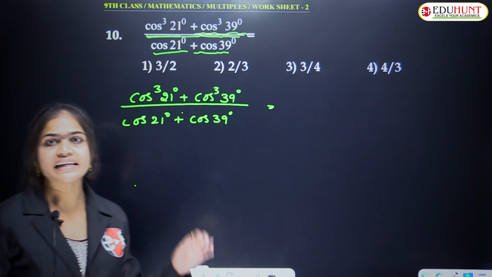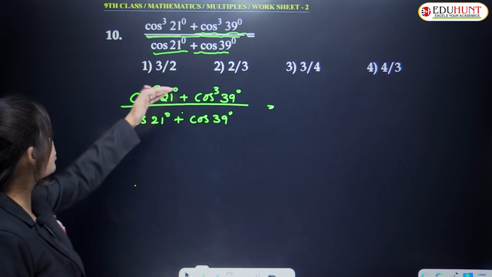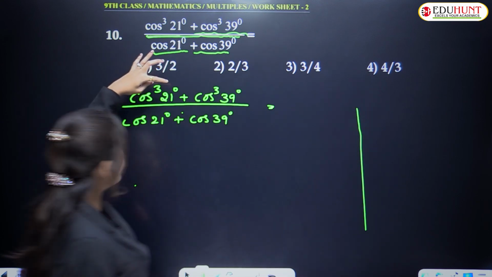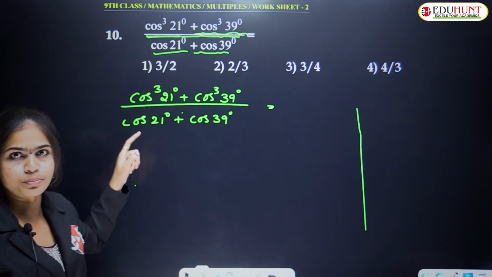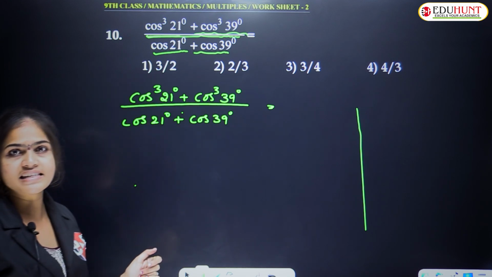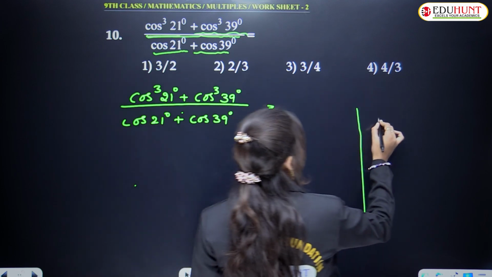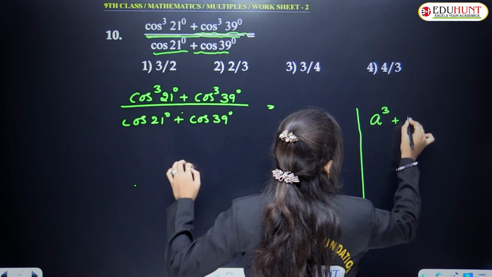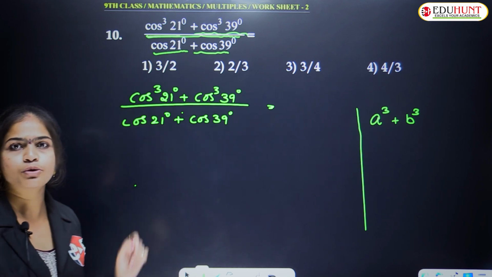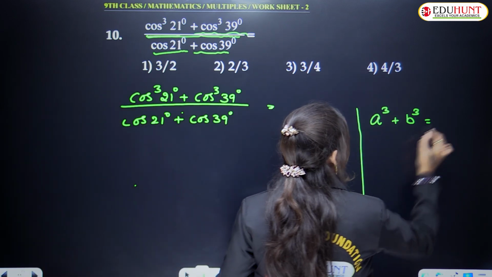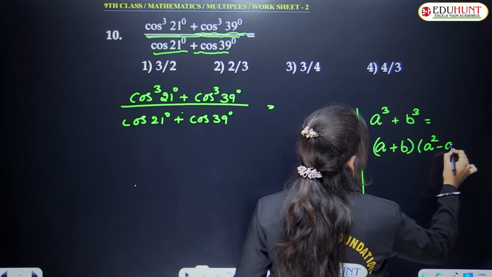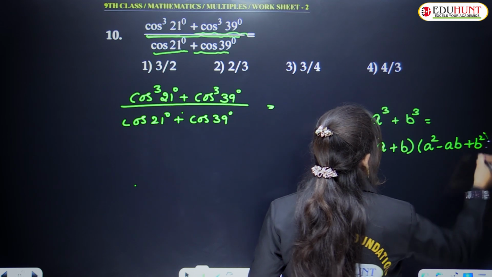When you observe the numerator, if you take cos 21 degrees as a, and cos 39 degrees as b, now this is in the form of a cube plus b cube. Yes or no? The same form only, no? So what is the formula for a cube plus b cube? A cube plus b cube is equal to a plus b into a square minus ab plus b square. Already we know this formula, right?